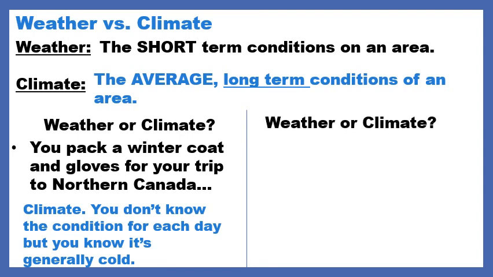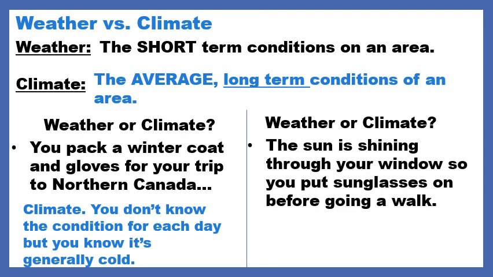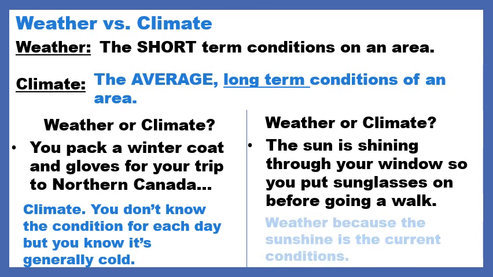Let's do another example of weather or climate. The sun is shining through your window, so you put on sunglasses before going on a walk. Are you judging whether or not you should wear sunglasses on the weather or the climate? Weather, because the sunshine is a current condition. So even today, in the morning it was sunny, but now when I'm looking out the window, it's cloudy. The weather is changing. Weather is short-term conditions. It can change by the hour, by the day.